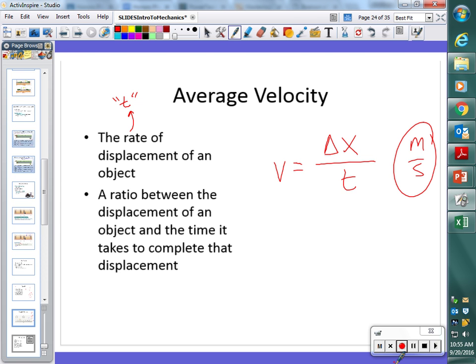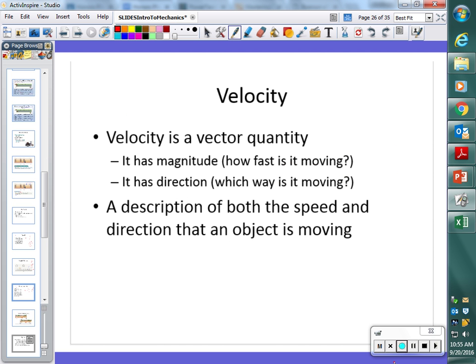Velocity is a vector quantity. And we learned in the last section, if something is a vector quantity, what does it have to tell us? Two things it has to tell us. What does a vector quantity have to describe for us? Magnitude and direction. So in the case of velocity, the magnitude is telling us how fast that object is moving. But there also has to be a description of the direction of that movement.